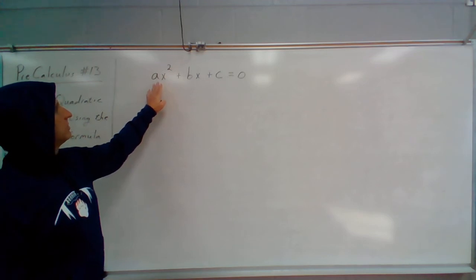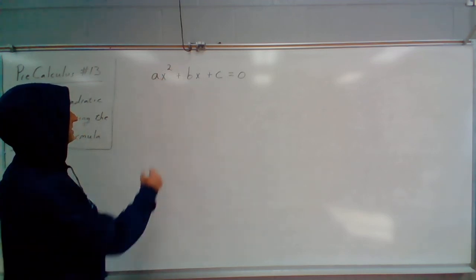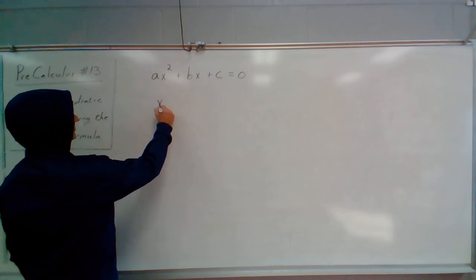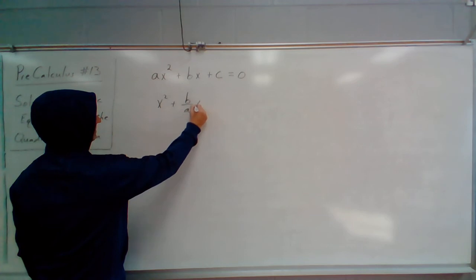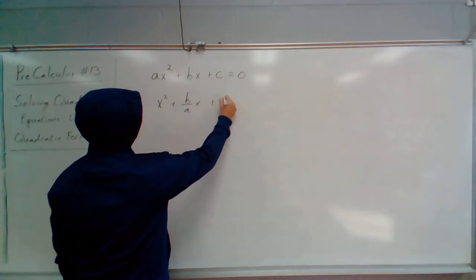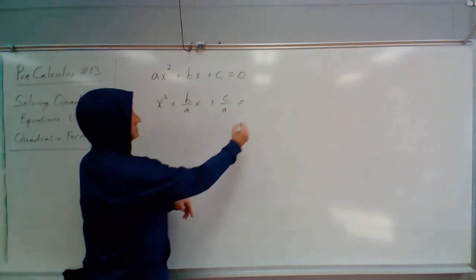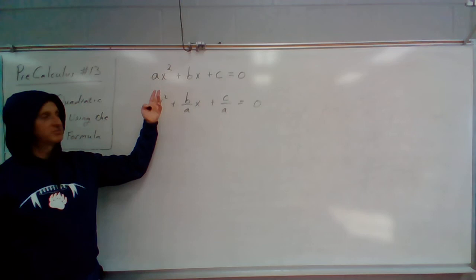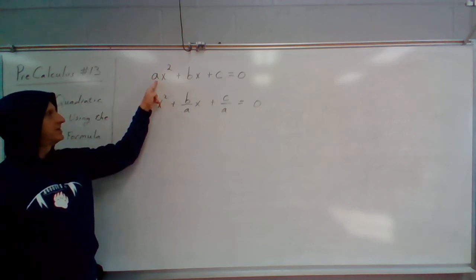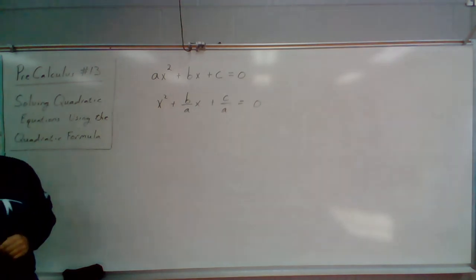Okay? So step number 1, complete the square, is I'll divide both sides by a. So I get x squared plus b over a x plus c over a. And then 0 divided by a is just 0. So I divided everything by a. That's the first step to completing the square. You want your leading coefficient to be 1. Okay, so I divided everything by a.